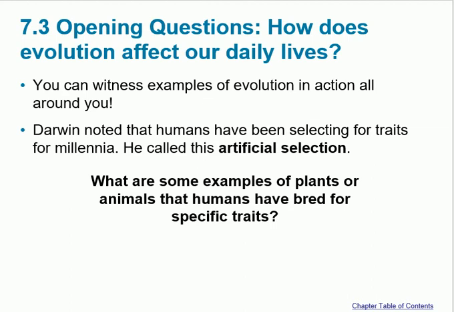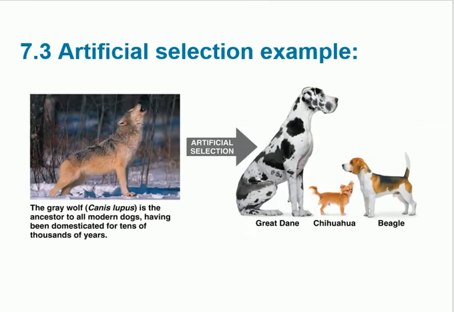There is an artificial selection, and the example of that is the gray wolf. This is the ancestor for all these dogs. Some of these dogs are good enough that we can take them and they become domestic, okay?